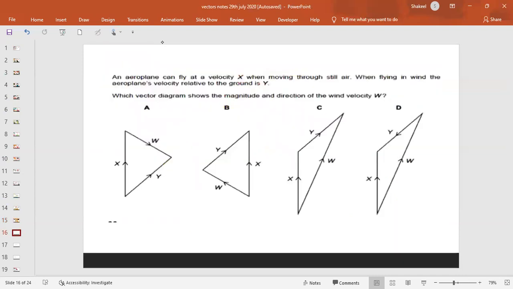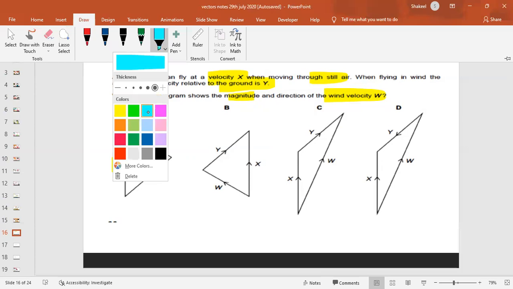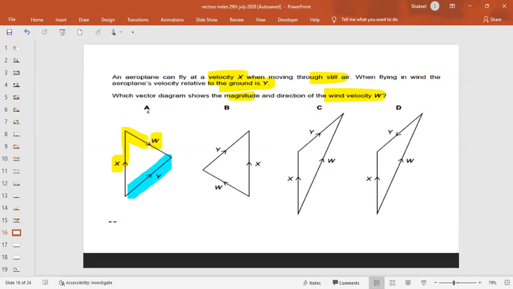Now, we have to solve a question. An aeroplane can fly at a velocity x while moving through still air. When flying in the wind, the aeroplane's velocity relative to the ground is y. Which vector diagram shows the magnitude and direction of the wind velocity w? So look, the aeroplane is going this way. And then, of course, the wind will be blowing this way. So these both are arranged in head to tail rule. So that is fine. And then this side is actually the resultant velocity.